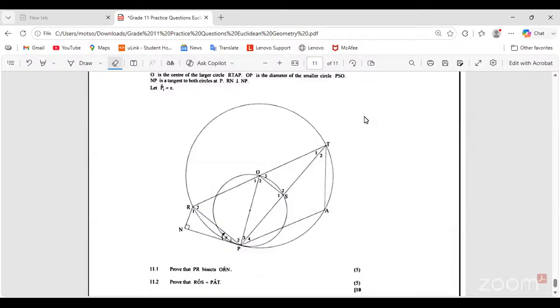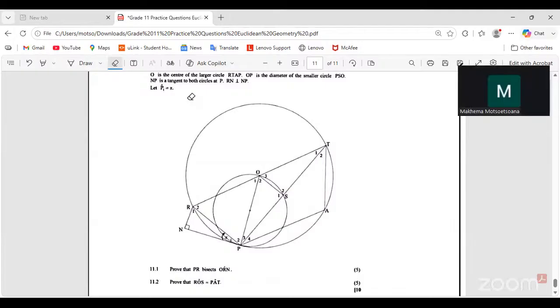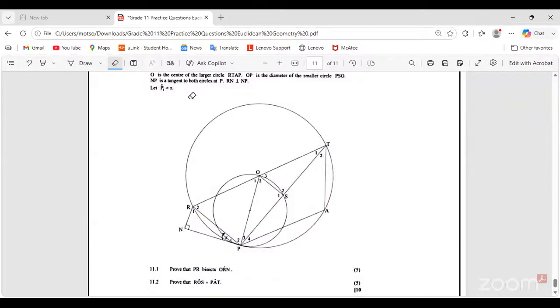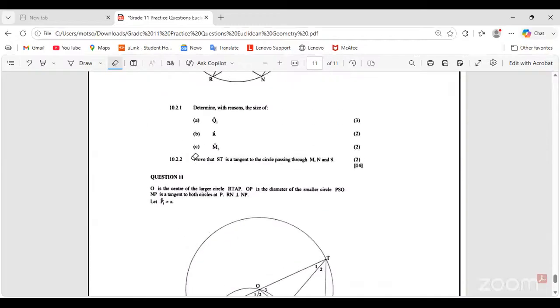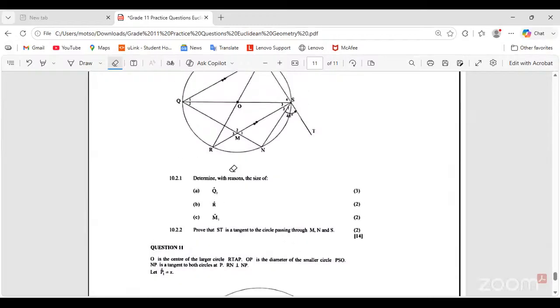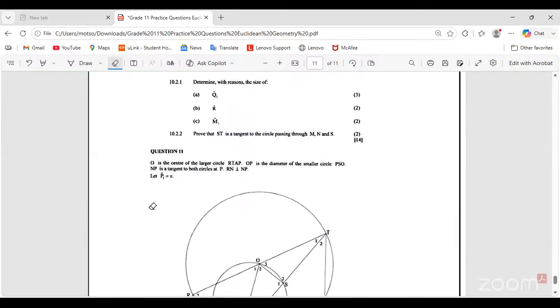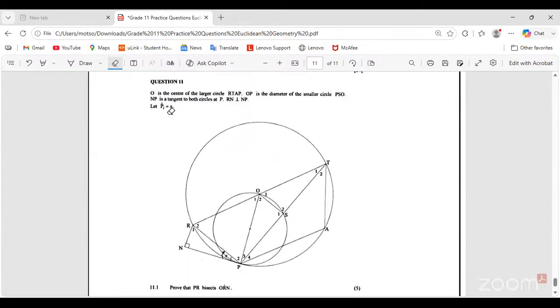Hello guys, welcome back into the mathematical lesson where we are still continuing with the riders. But this is the last lesson of these riders, right? Okay, now we are going to do this question because we did this one in the previous lesson. Now we are going to do this question 11 here.